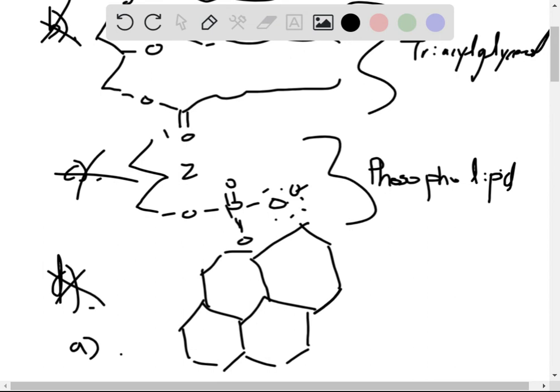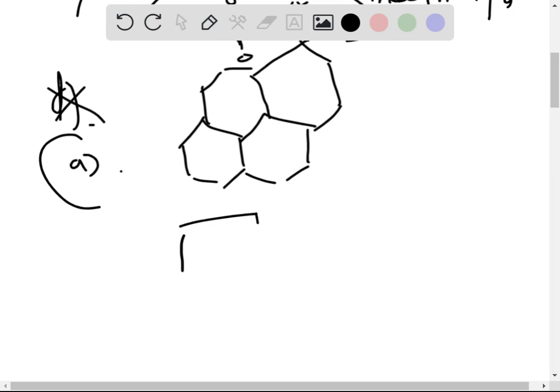And mainly part A is our final answer in this case, which gives that a steroid has four fused hydrocarbon rings. And for steroids, there are usually many different groups that can be attached to these four fused rings. And this is our final answer.